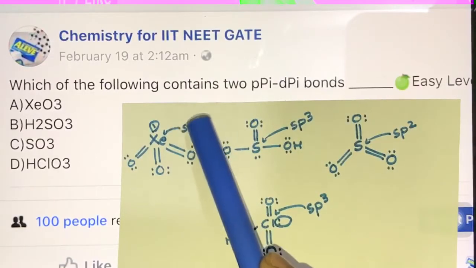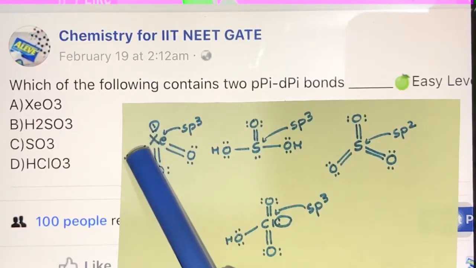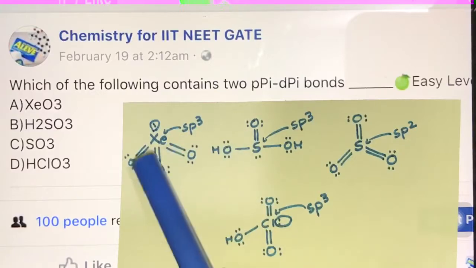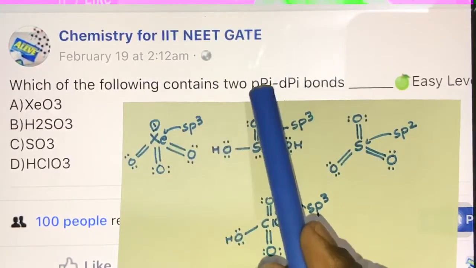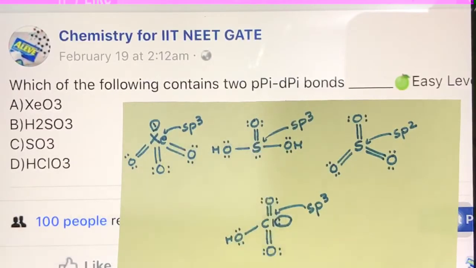So there is no pure orbital present on xenon. So all these bonds will be p pi d pi. So xenon trioxide has 3 p pi d pi bonds. So this will not be our answer.